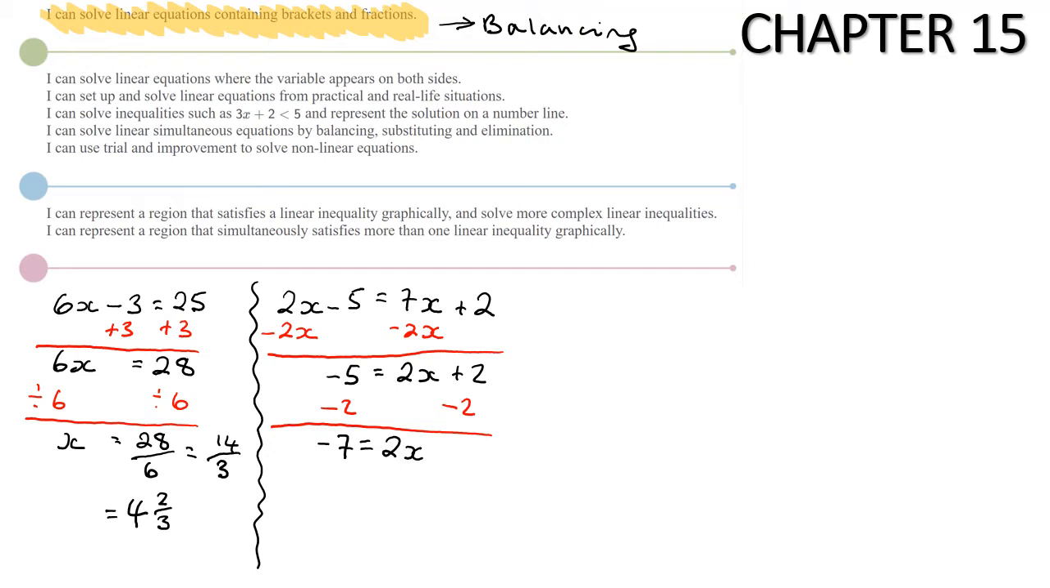So divide both sides by 2, and that will give me x here, and that'll give me negative 7 over 2, and we will just flip it around to give us x equals negative 7 over 2, which we could write instead as negative 3.5.